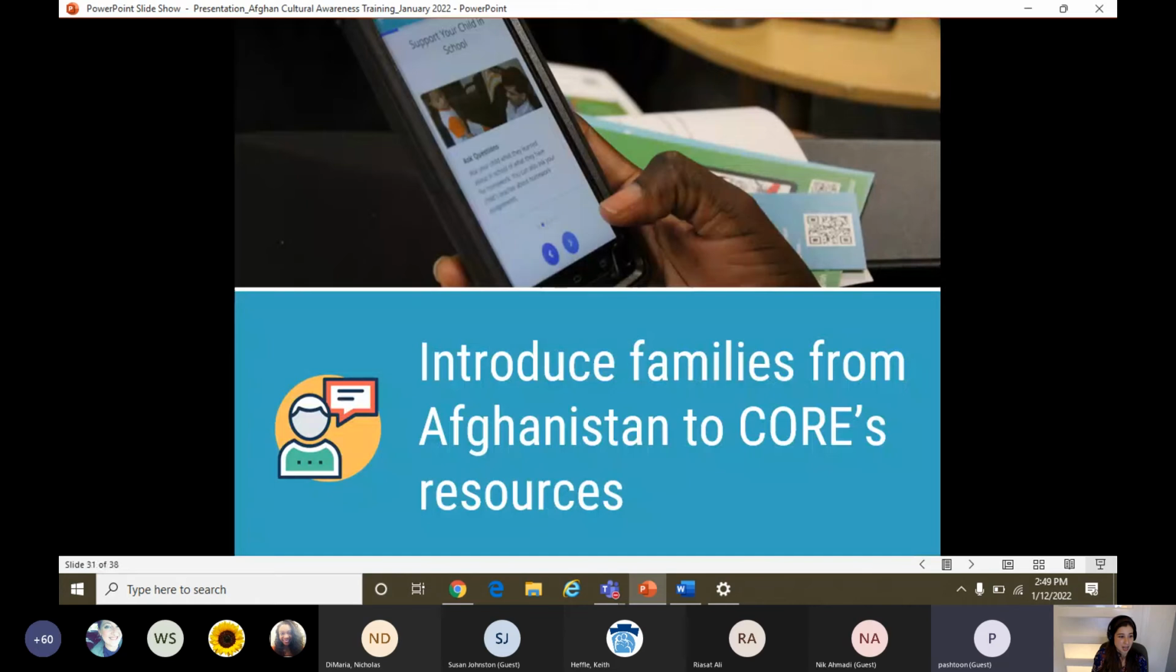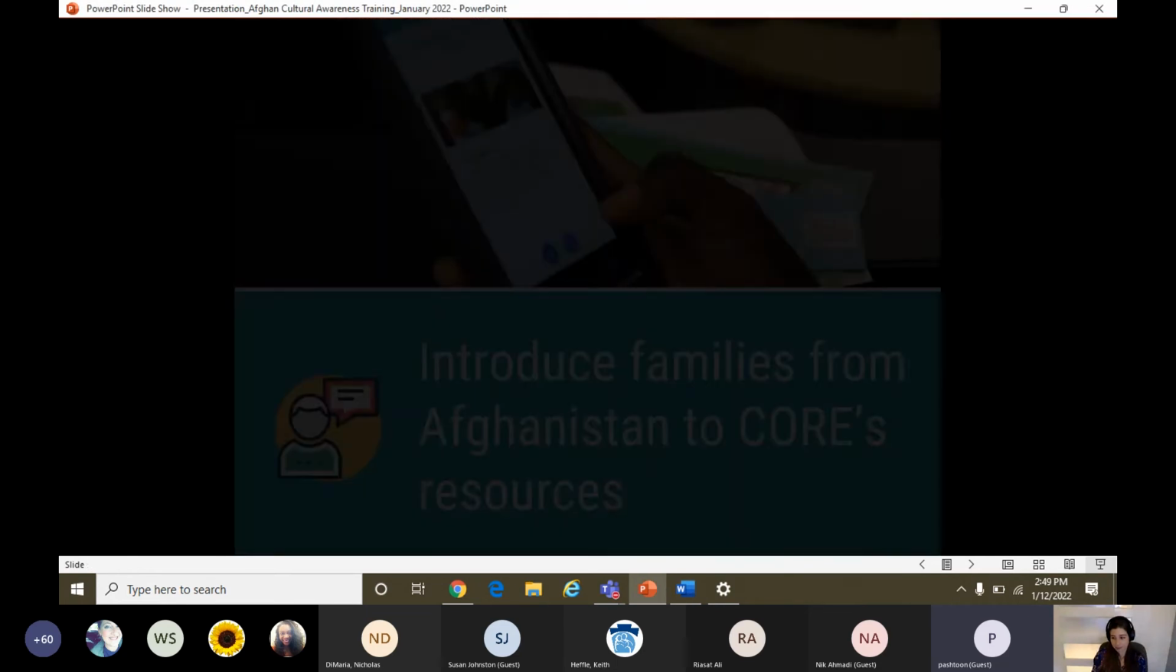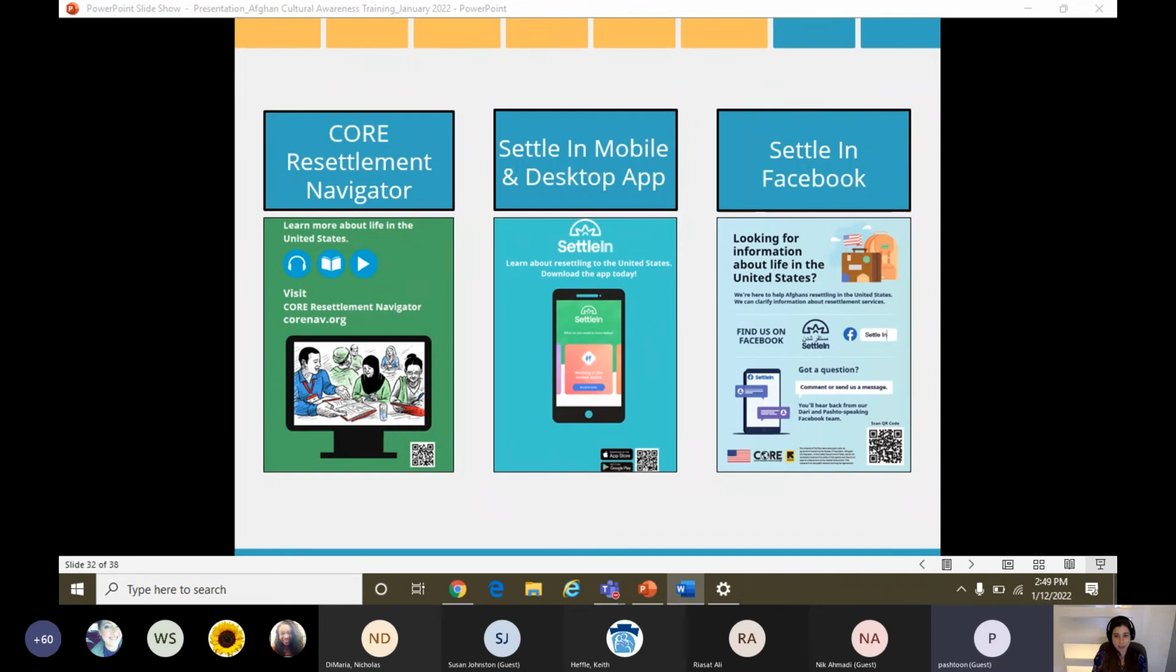So let's move on to the last section of today's presentation before we start the Q&A panel session. I'm going to introduce you to CORE's resources that you can share with families from Afghanistan. Newcomers can access CORE's multilingual resources through a website, a mobile app, and social media. CORE's resources include the CORE Resettlement Navigator, the Settle In mobile and desktop app, and Settle In Facebook. These resources are available in English, Arabic, Burmese, Dari, Kinyarwanda, Spanish, Swahili, and Russian.